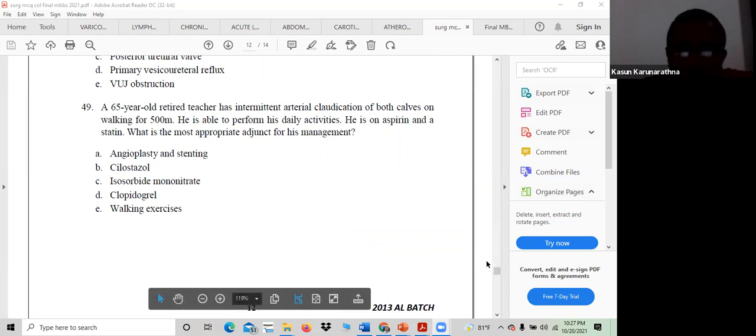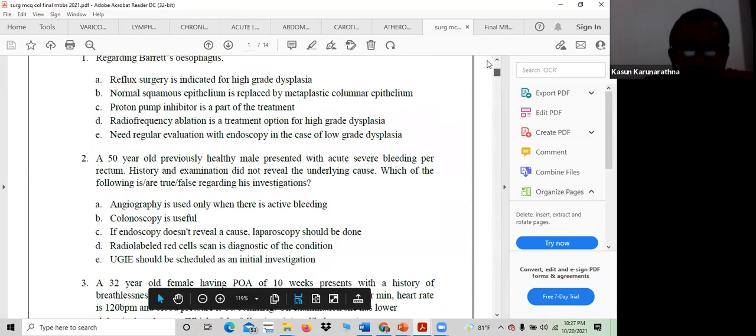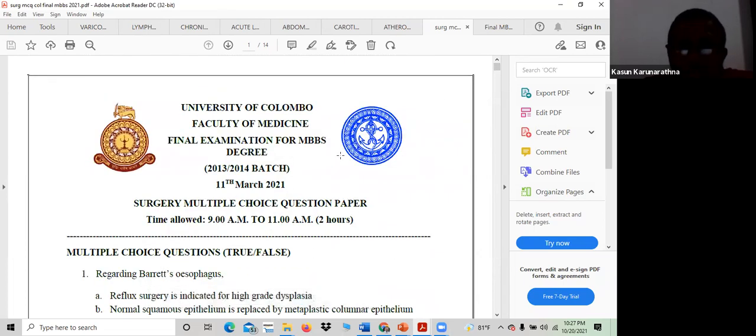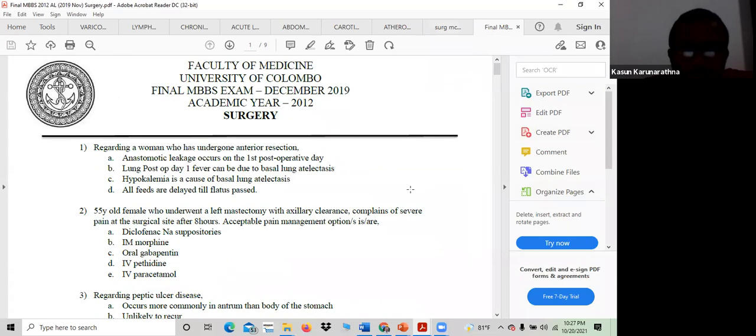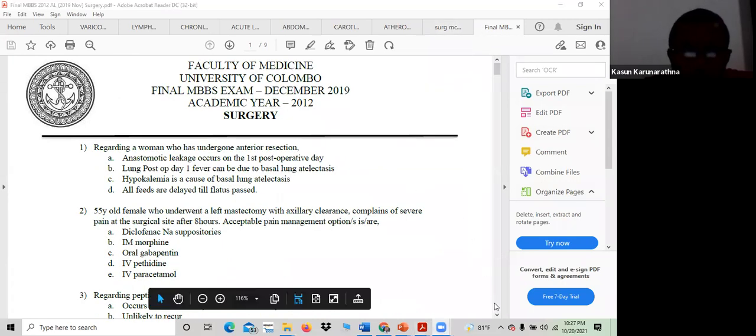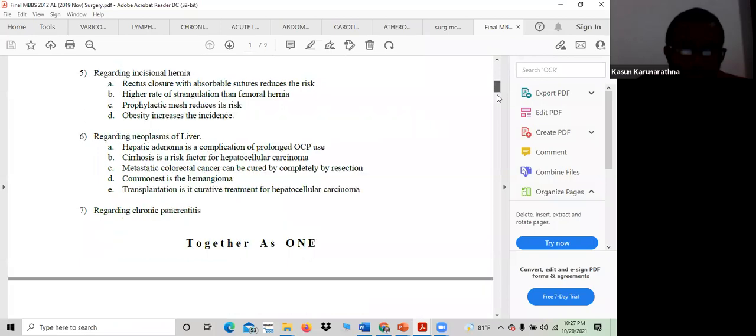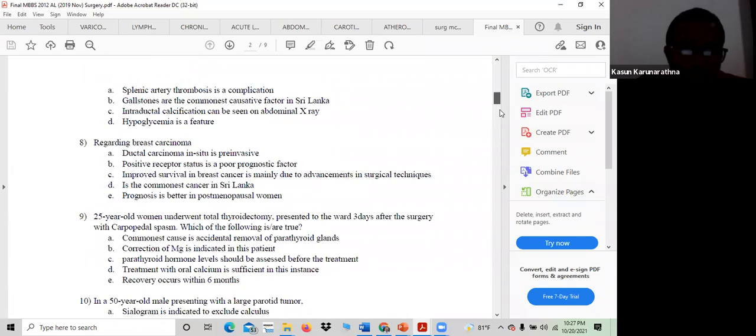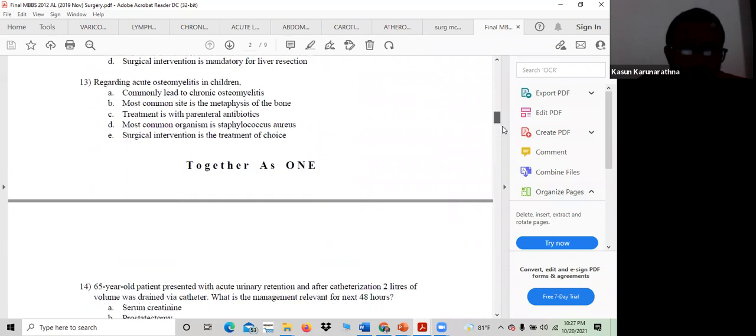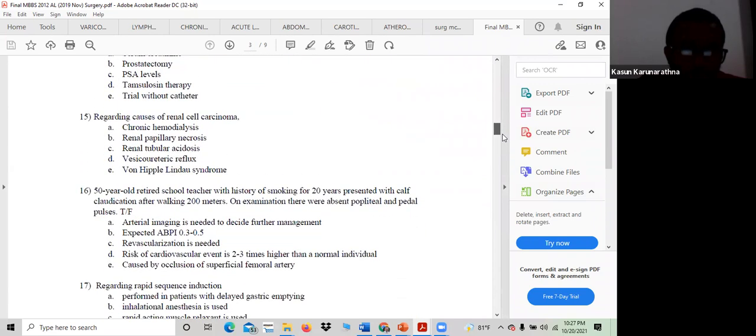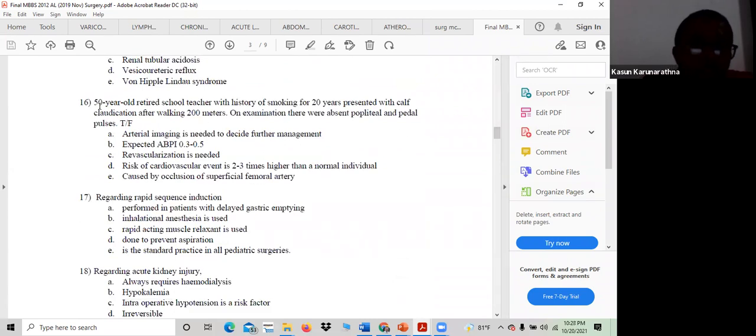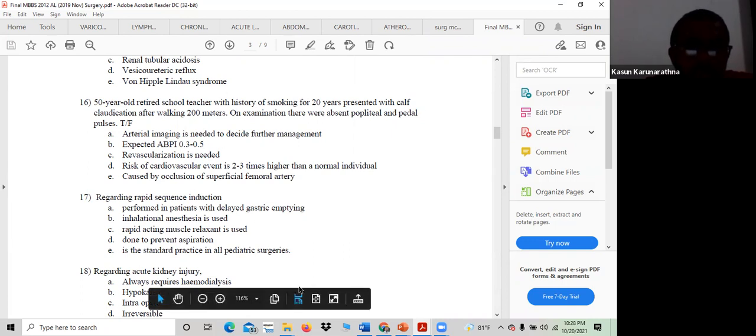This paper is, this is a March paper, right? Again, December paper. Question number 16. A 50-year-old retired school teacher with a history of smoking for 20 years presented with calf claudication after walking 200 meters. On examination, he has absent popliteal and distal pulses. Can you answer this question quickly?